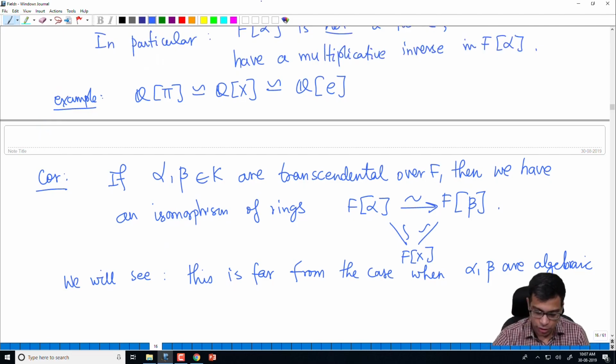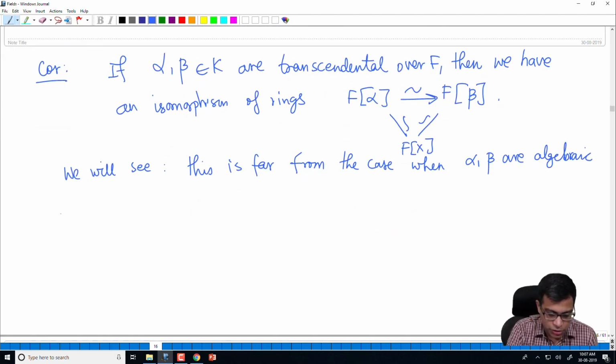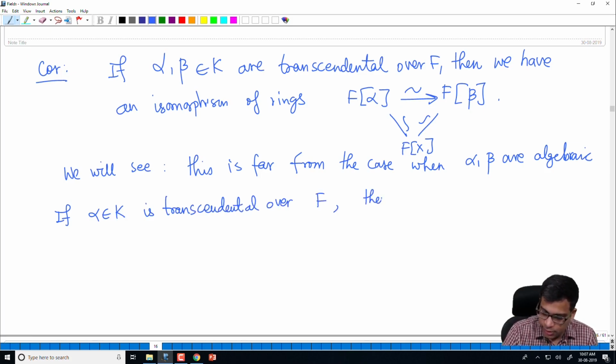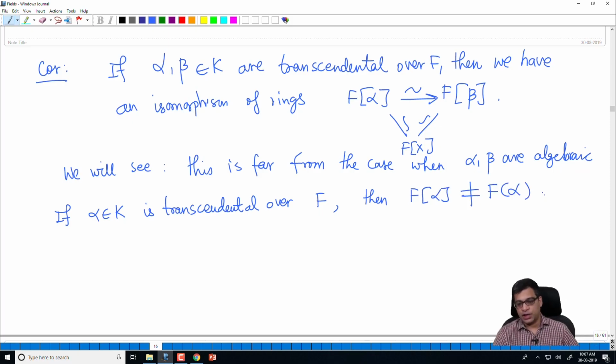So also I should remark that as a consequence, if alpha is in K and it is transcendental over F, then F[alpha], F square bracket alpha, is actually not equal to F round bracket alpha. This is another difference between algebraic and transcendental elements. F[alpha] is merely a ring and not a field. So F(alpha) is actually a strictly bigger set than F[alpha].